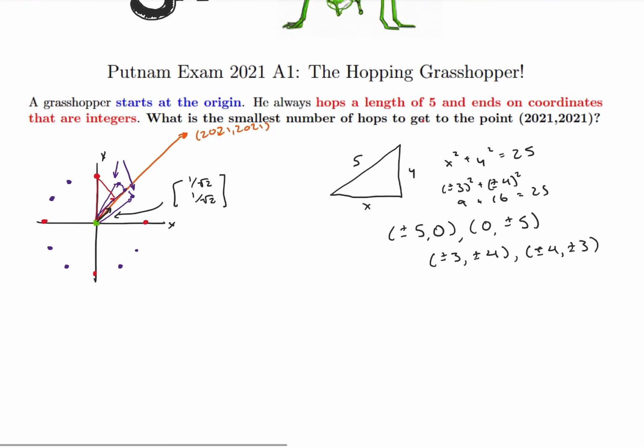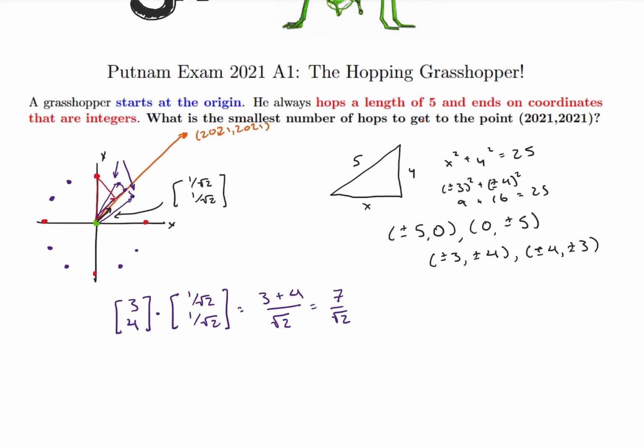So how much is that progress? Well, let's take that vector 3, 4, for example. Take the dot product with 1 over square root of 2, 1 over square root of 2. I'm going to get 3 plus 4 over the square root of 2, which is 7 over the square root of 2. Okay, so I'm moving 7 over square root of 2. This is the maximum distance that I can travel in the direction of 2021, 2021. So that's the maximum distance I can move at any one time in the direction of my point way out here at 2021, 2021. If I do 5, 0, or 0, 5, I'm going to get 5 over square root of 2, which is clearly less in the direction of 2021, 2021.